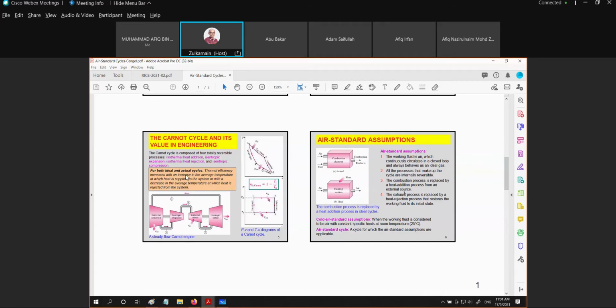Assumptions that we have to apply in order to get the air standard cycle are called the air standard assumptions. The working fluid is air, and the heat addition and rejection of heat is done externally. Every process is made up of reversible processes. And then the cold air standard assumption is to take the Cp and Cv values at 25 degrees C. That is mentioned, and we have looked at this before.